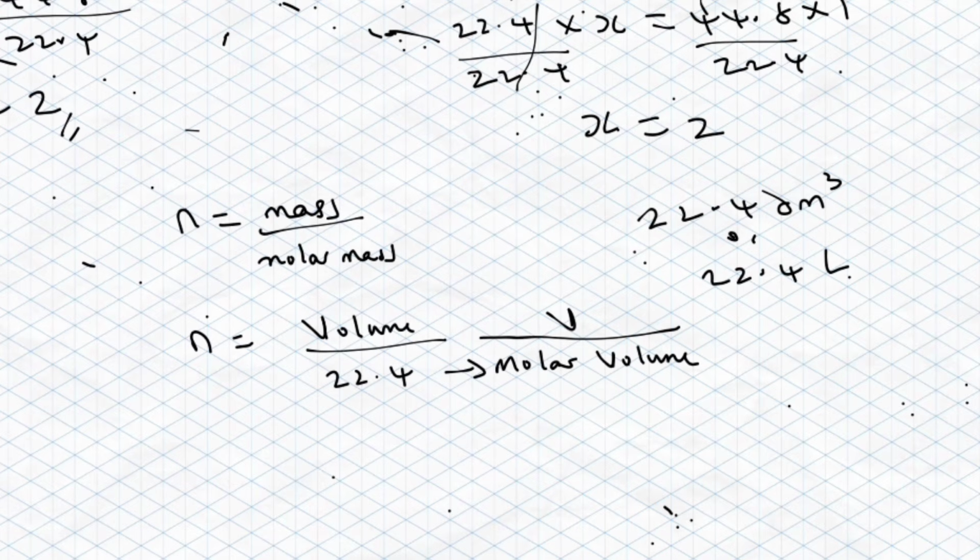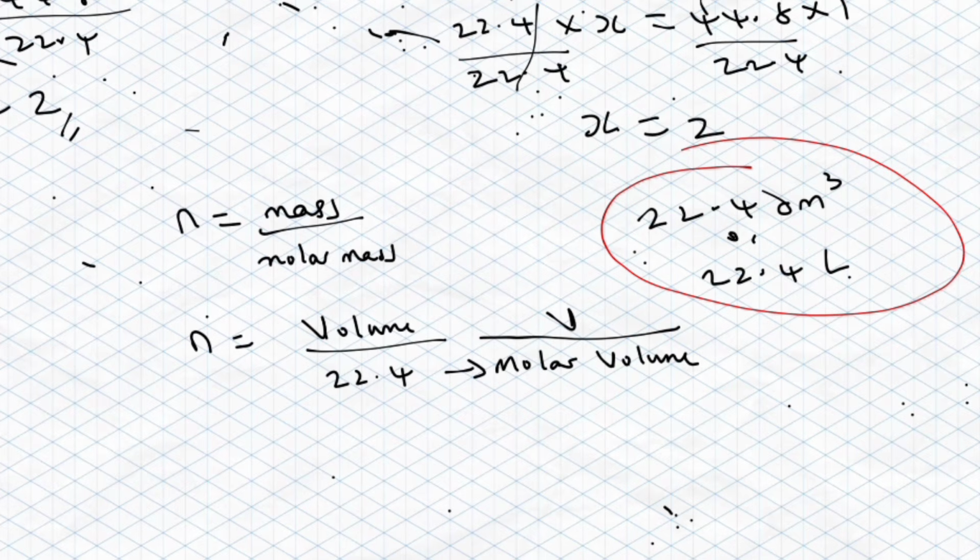Let me write this out because sometimes you might not see dm cube, you might see liters. Liters is the same thing as dm cube. Please take note of that. But you might also see 22,400 centimeter cube. Understand? So yes, centimeter cube. That's basically them converting dm cube to centimeter cube. So it's almost the same thing. So please take note of that.